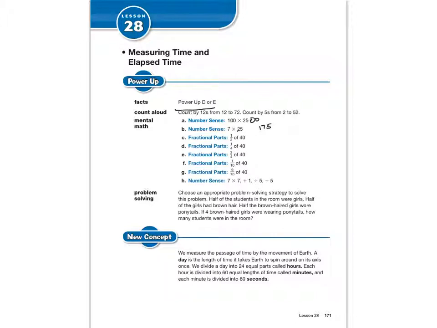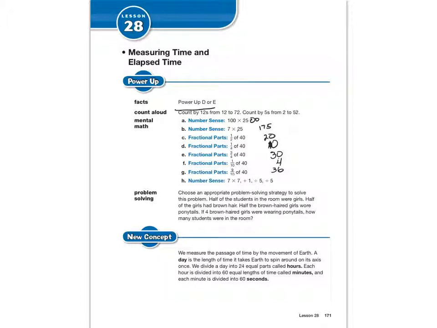And 1/2 of 40 is 20. 1/4 of 40 is 10. Oh, I almost missed it. And 3/4 of 40 is 30. If 1/4 is 10, then 3 of them is 30, and 1/10 of 40 is 4, because it takes 10 fours to get to 40. 9/10 of them means it's 9 times 4, which is 36.